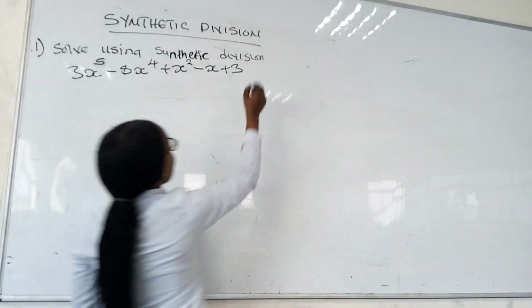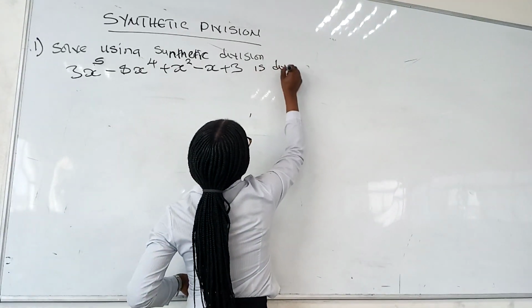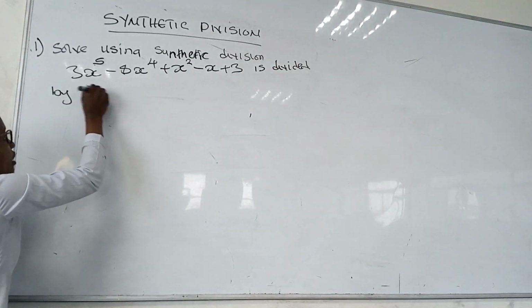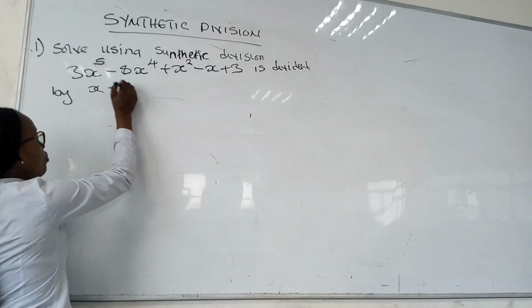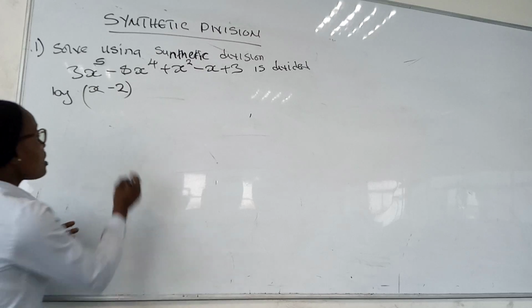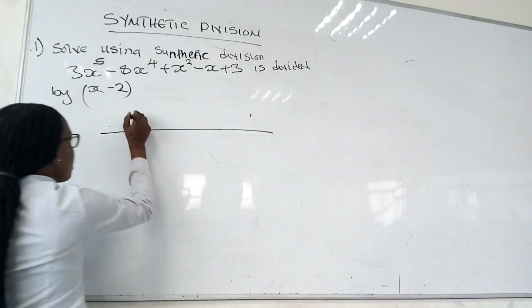So this is what we have, divided by x minus 2. So that is what we have that is dividing this. So we'll still use synthetic division. So we'll get back to this.